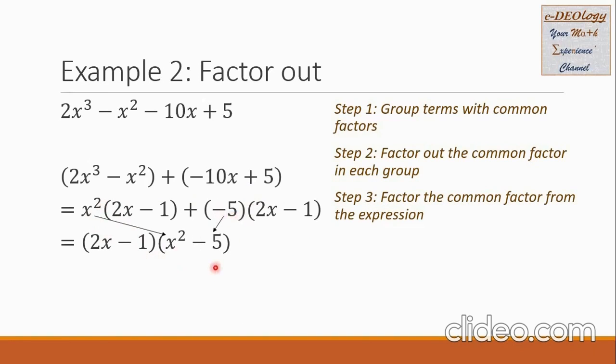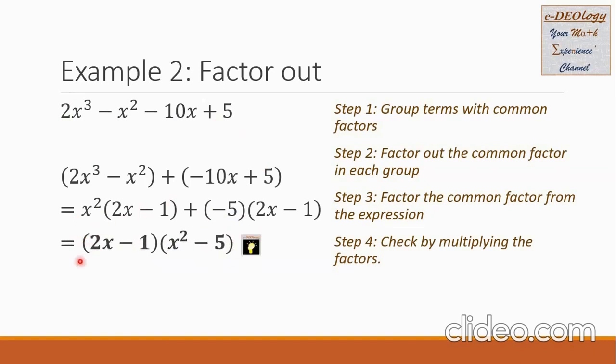So for step 4, I'm going to check by multiplying the factors. So the 2x times x squared, the answer is 2x cubed. 2x times negative 5, I will get the negative 10x. Then negative 1 times x squared, it is negative x squared. Negative 1 times negative 5 is positive 5. So we are now sure that our answer is correct.